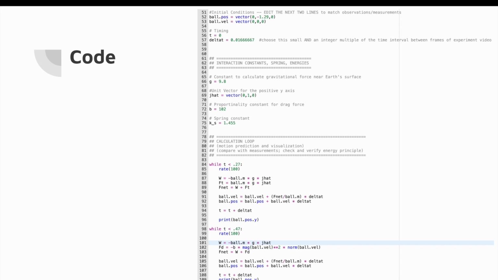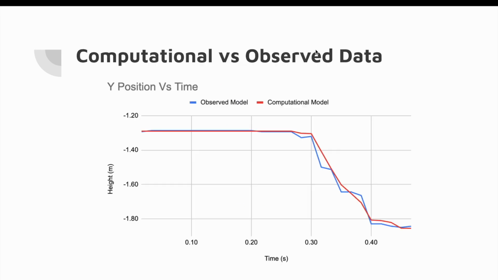In the second part, instead of the weight force and the tension force, we have the weight force and the drag force, which is shown below, and that's how we calculate Fnet. In both of these, we update the position and the velocity, and then print out the y positions.